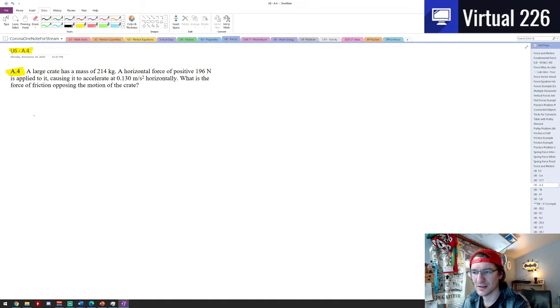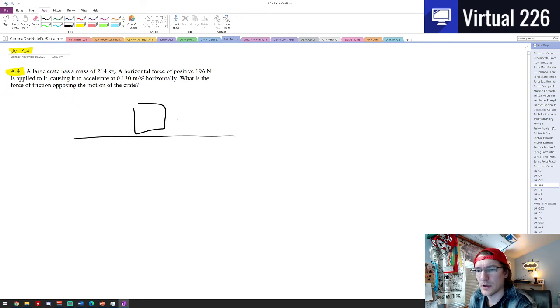Okay, so let's just work this out real quick. So here's a crate. Let's draw a better floor. And it's got a mass of 214, and it's accelerating at 0.13 meters per second squared. So a horizontal force is pushing it at 196 newtons.